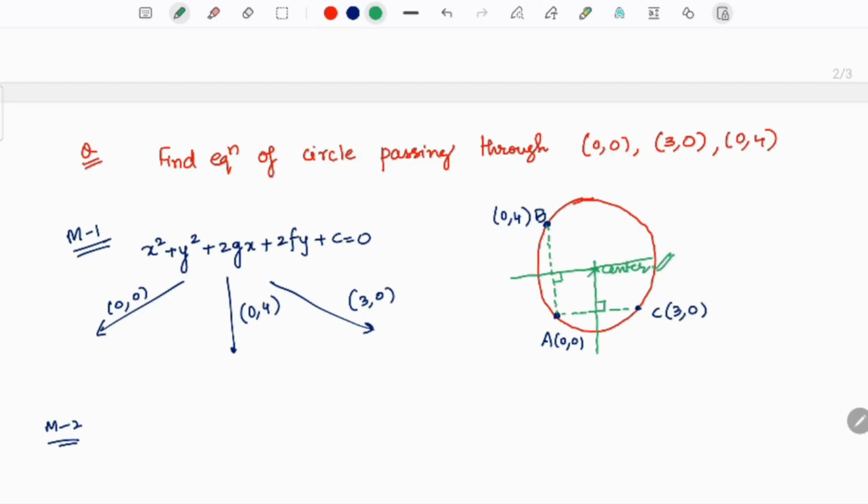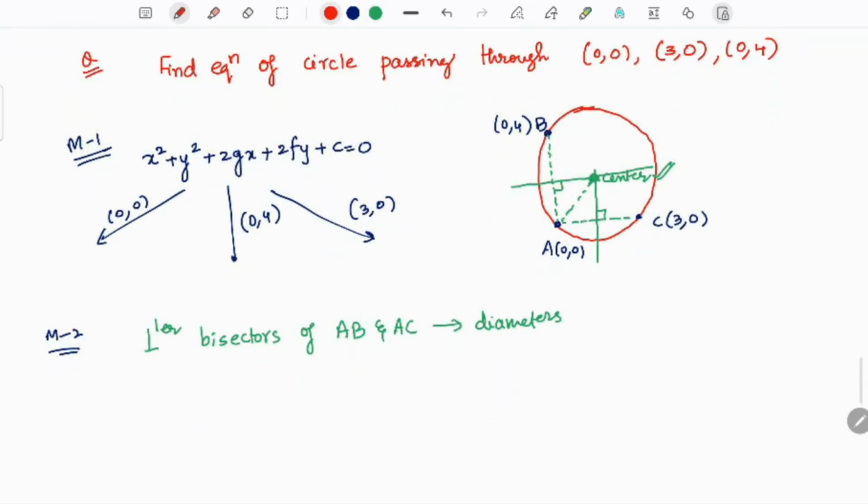Once you find the center coordinates, what can be done? Take any point on the circle and, using the distance formula from the center, find the radius. All right. Is this clear? The perpendicular bisectors of AB and AC are diameters. Once you get the diameters, solve them, you get the center. Once you get the center, use any point on the circle, find the radius.